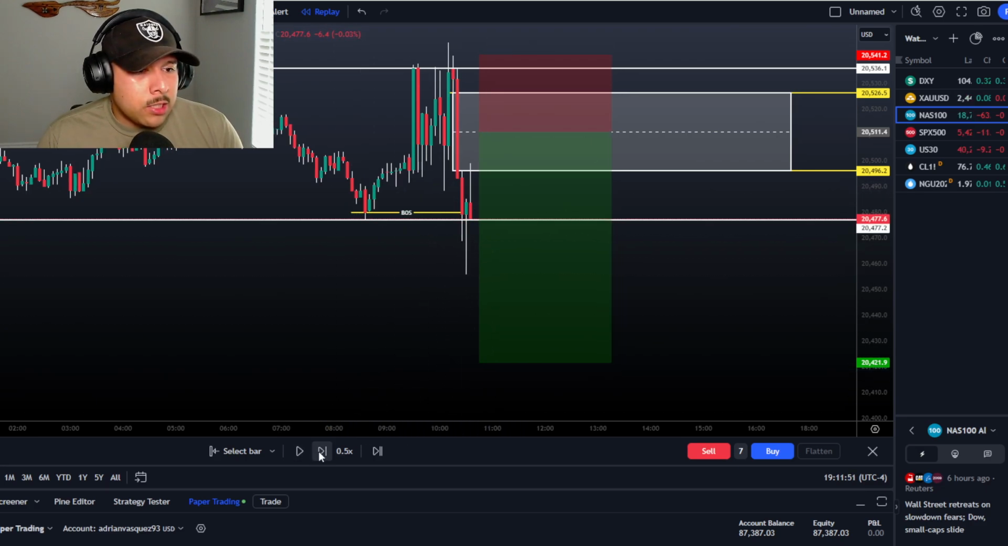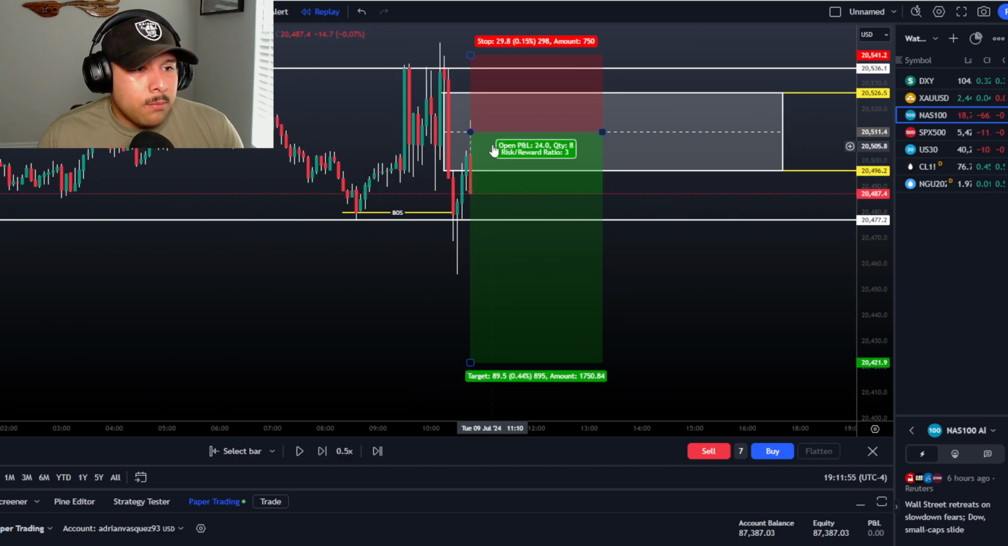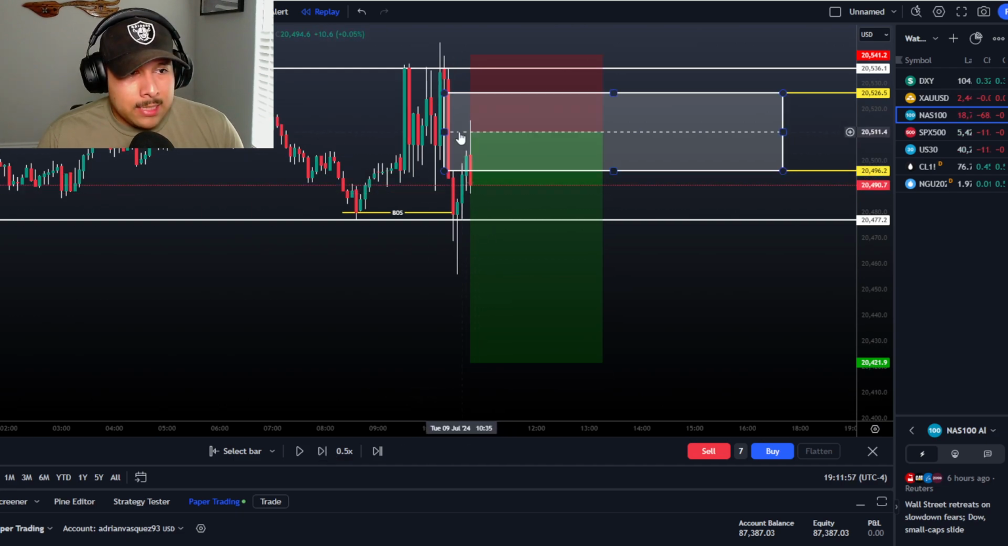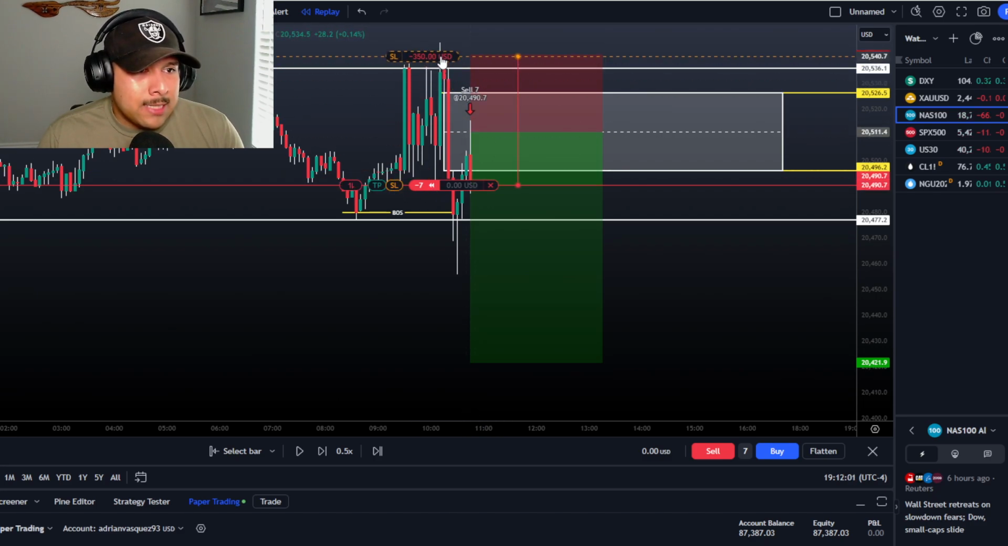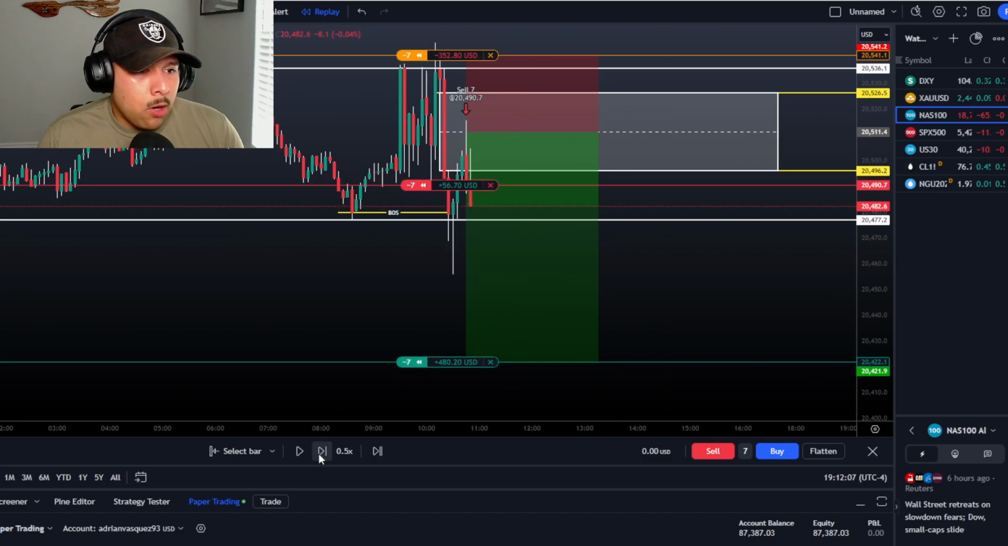We had another rejection here. We're starting to enter our fair value gap. Boom. Once we hit this area here, we would have gotten tapped in right there. Pretend like you got tapped in at that area. We would have put our stops above, take profit at our 1 to 3, and we'll just see what the market does.